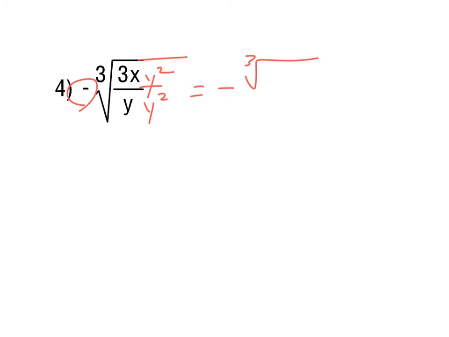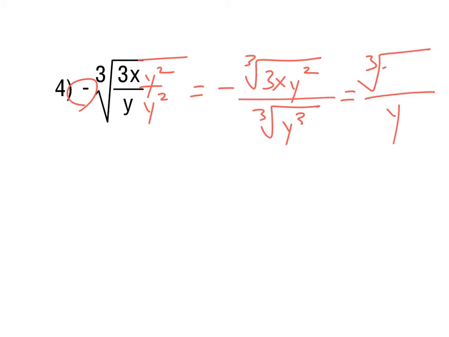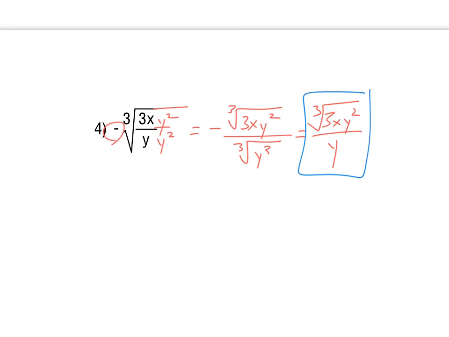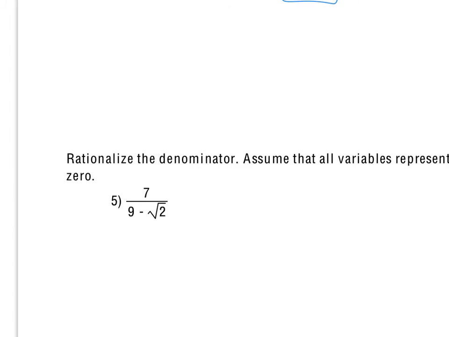So in the numerator, I get a cube root of 3xy squared, and then in the denominator I get a cube root of y cubed, and so I end up with a y in the denominator and a cube root of 3xy squared in the numerator. And so that's what that turns out to be for number 4.